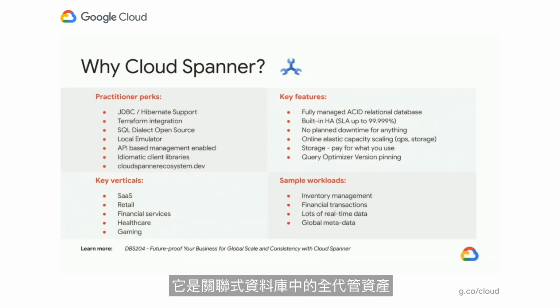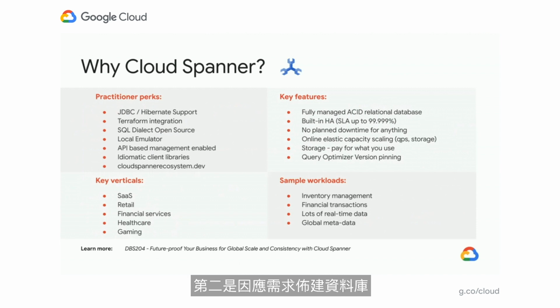First, Cloud Spanner. So why would you choose Cloud Spanner? First, it is a fully managed ACID relational database. It comes with a built-in high availability. So data is distributed and replicated across zones and, for our multi-regional setups, across regions. So if one zone goes down, your database will still be available.